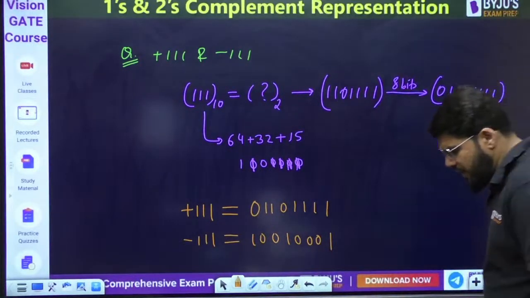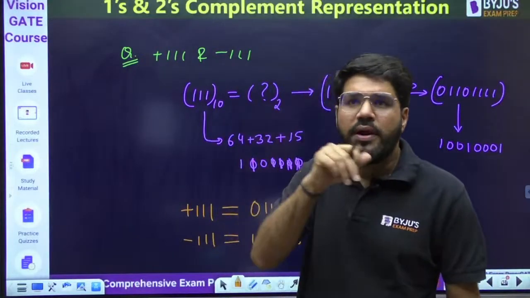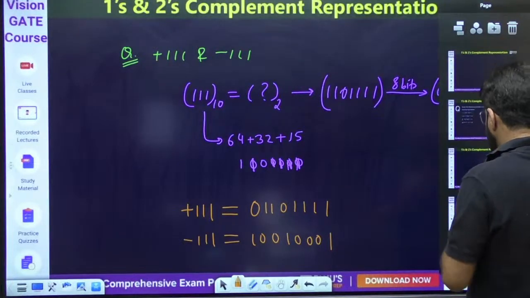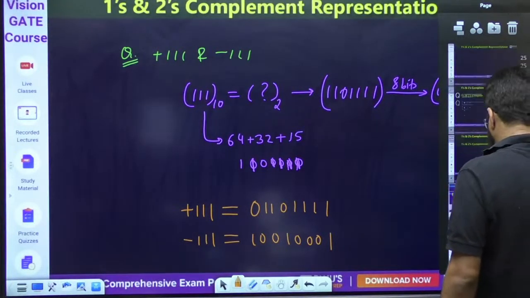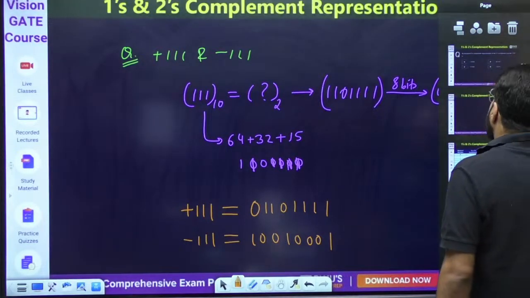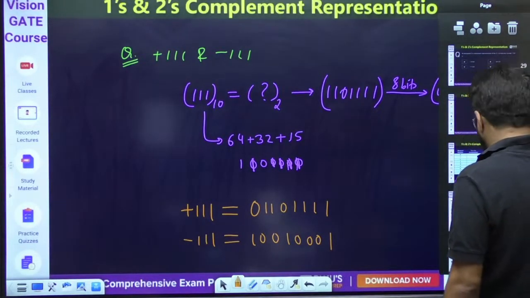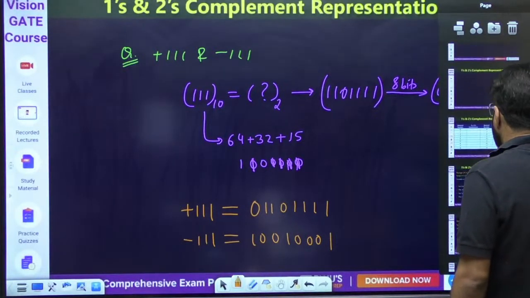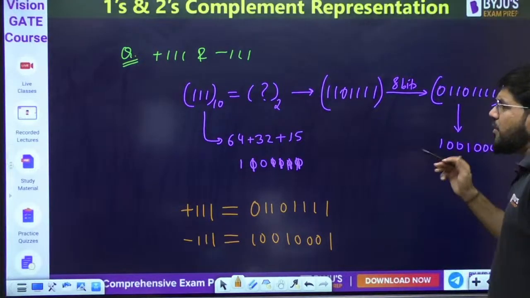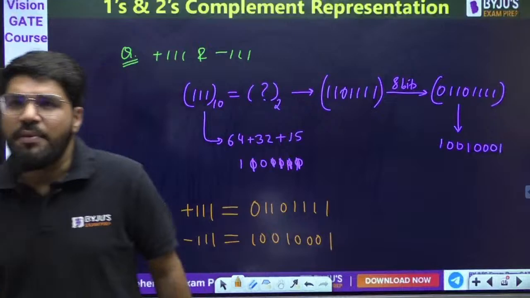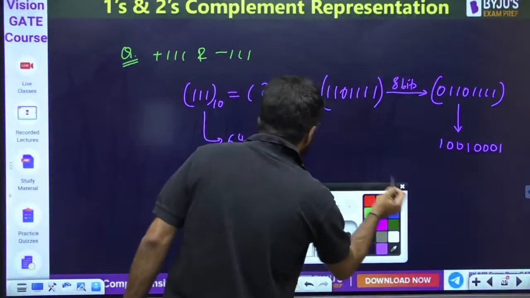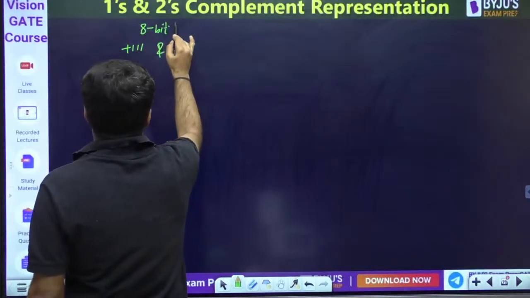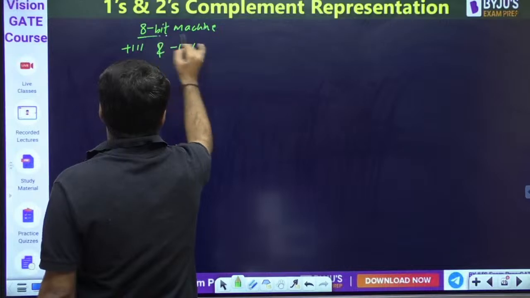That must be very crystal clear to you. Clear everybody? Okay. Now, if you are able to write down these, let me take you further. Now we know how we distinguish positive and negative numbers. But what I'm going to do is write the same, plus 111 and minus 111. First, I have taken an 8-bit machine. In the previous example, we have solved using an 8-bit machine.